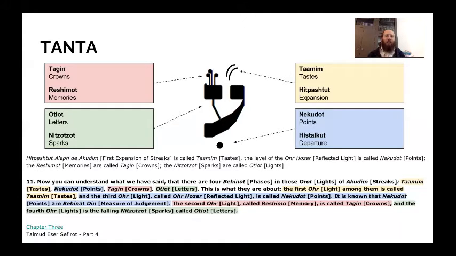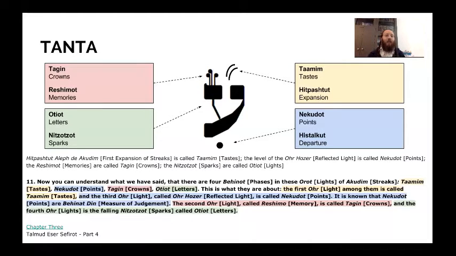The points are pronunciation. Depending on the pronunciation point, that decides how you say the letter, like in English, A-E-I-O-U. The next part is Tagin, crowns. These represent Reshimot in Kabbalah, which are memories. We'll go over the crowns on the letters as well today, and we'll learn how we decide if there are 3 crowns or 1 crown or no crown at all. We'll go over that logic too.